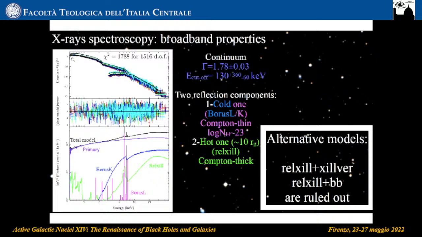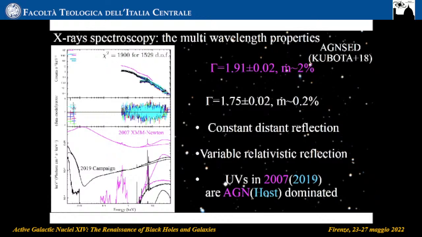So we tried RelXill plus silver, RelXill plus BB, and they were not as good as the model I'm showing you. Do you model the OM data plus the XMM-Newton data plus the NuSTAR data with a single model? And actually, this is the case of AGNSED. This model was proposed by Kubota and Done in 2018, and essentially accounts for the whole emission spectrum of an AGN, in this case, from the ultraviolet up to the hard X-rays.